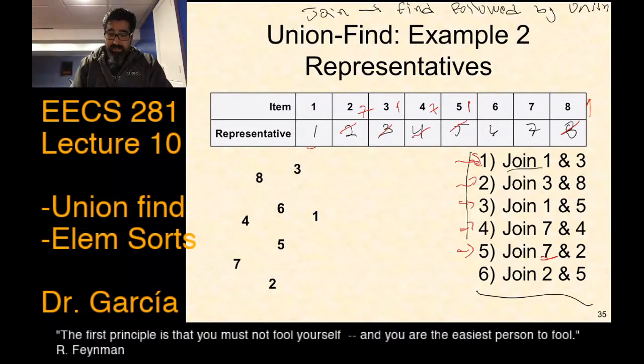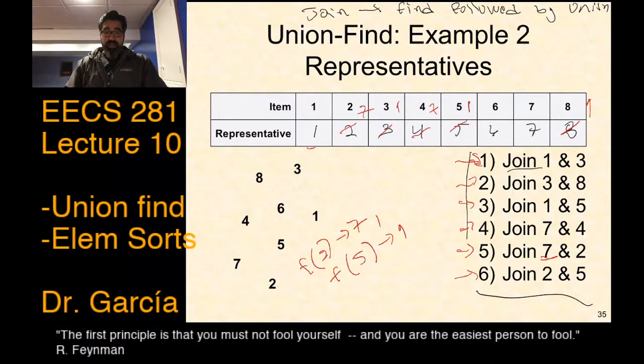All right, and lastly, this last operation is going to be a join on 2 and 5. So let's write this one out. It would be a find on 2. That gives me 7. Then a find on 5. That gives me 1. And what would happen now is, when I do the union of 2 and 5, I have to take every element that belongs to the set with representative 1. I'm going to need to change all those representatives to now be 7.